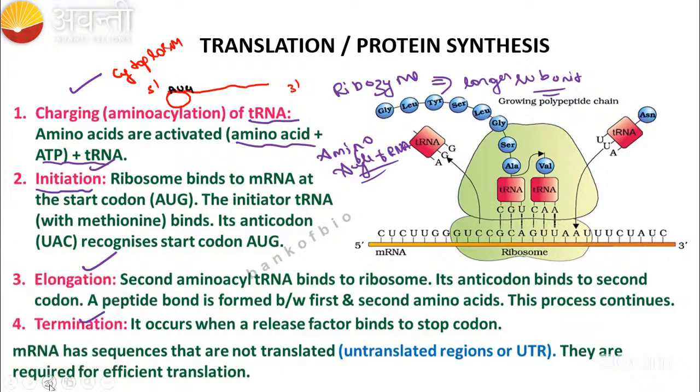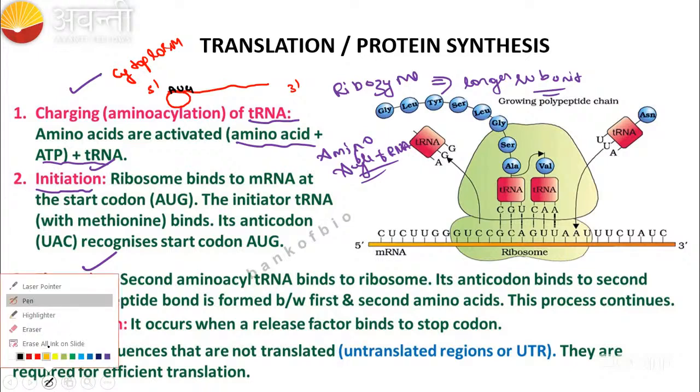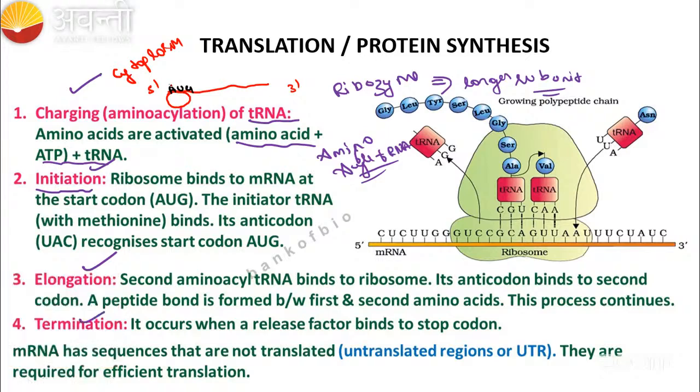Now it is identified by the first aminoacyl tRNA. The first aminoacyl tRNA comes and binds to this. What will happen? The first aminoacyl tRNA, now it is bound, right? After that, the bigger subunit is going to bind. After the binding of the aminoacyl tRNA, the bigger subunit is going to bind.